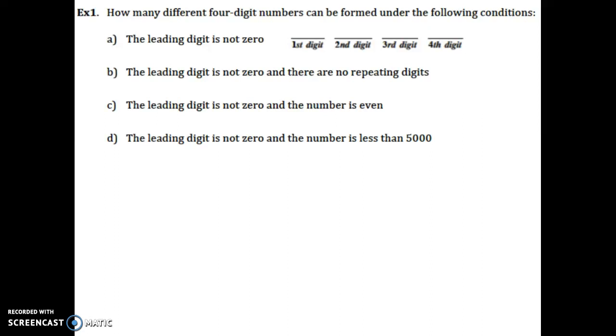If we take a look at the first constraint, the leading coefficient is not 0. If the leading coefficient is not 0, then we have only 9 options available to us. The second digit can be any one of the 10 digits from 0 through to 9, so we have 10 options here, 10 options here, and 10 options here. So in total, multiply those all together, we have 9,000 options as our possibilities.